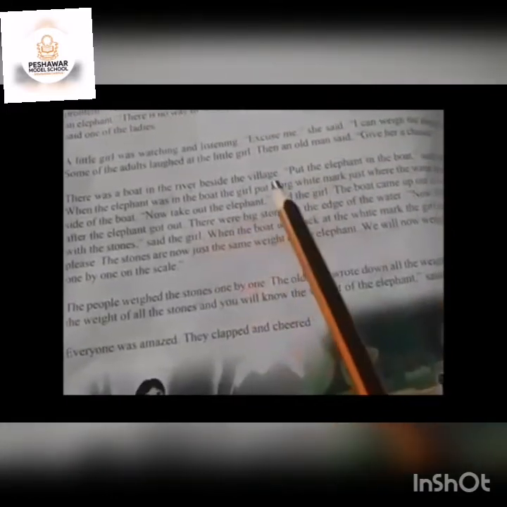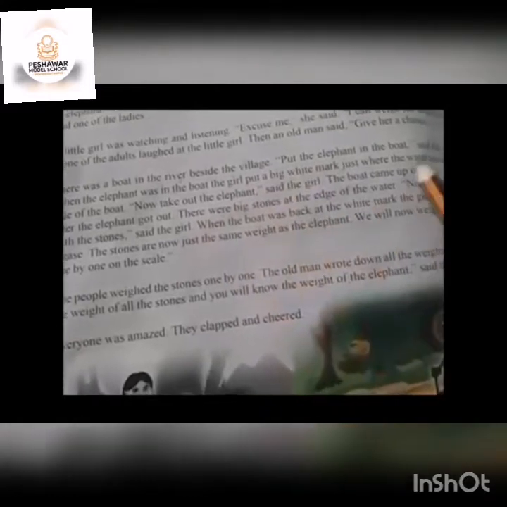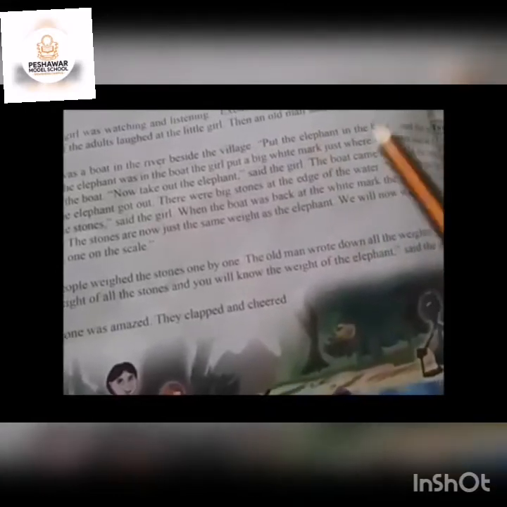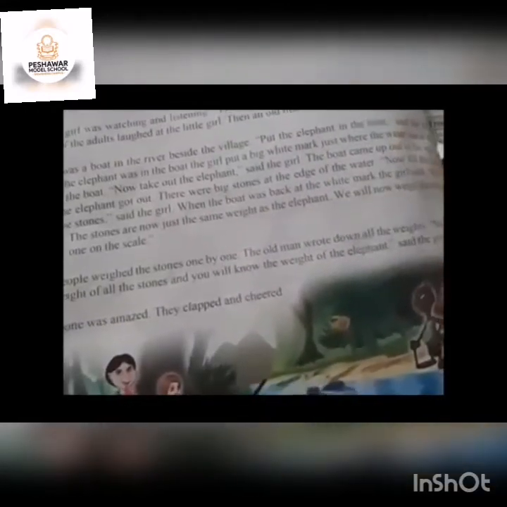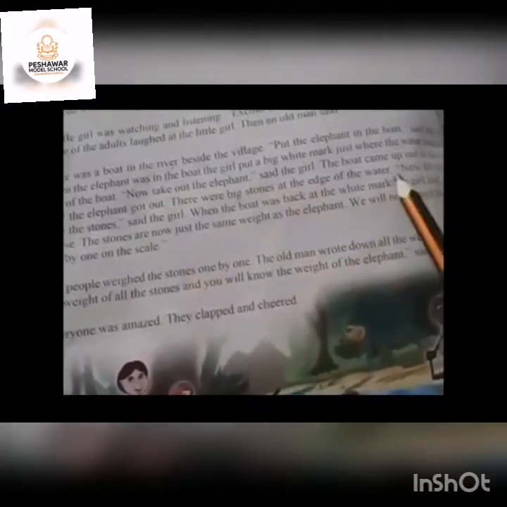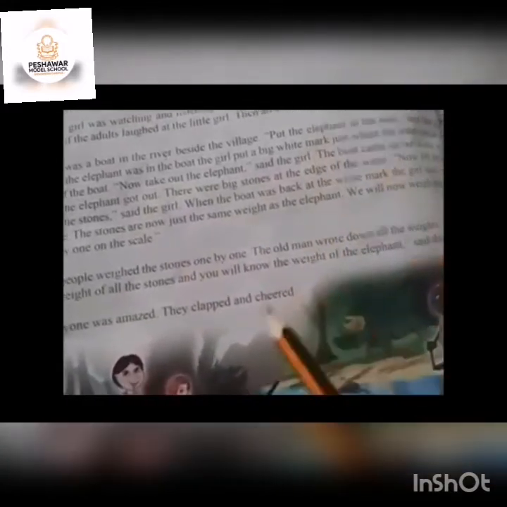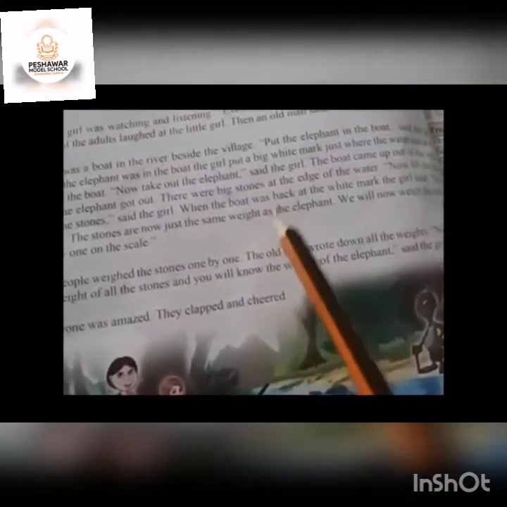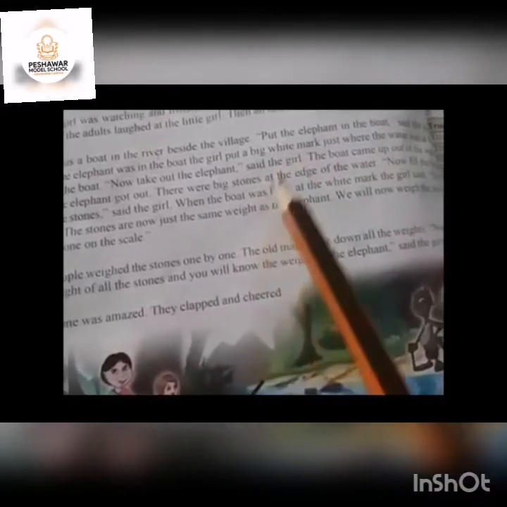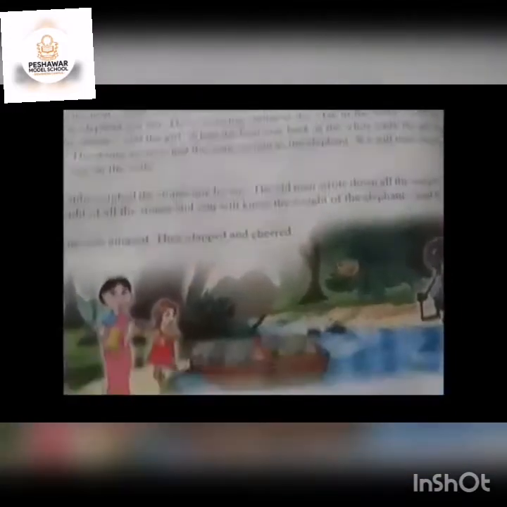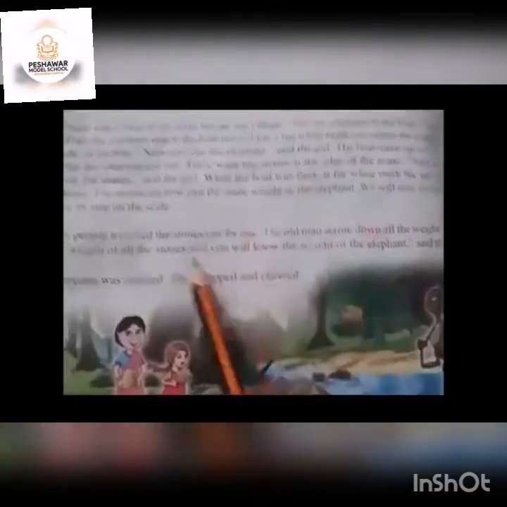What she did, she told the villagers to put the elephant in the boat. When they put it in, she put a big white mark right where the water stops when the elephant was in the boat. Then they took the elephant out of the boat and put in the heavy stones that were at the riverside. They added the stones one by one, and when the stones reached that height of water, at the white mark, she said, "Stop, please."